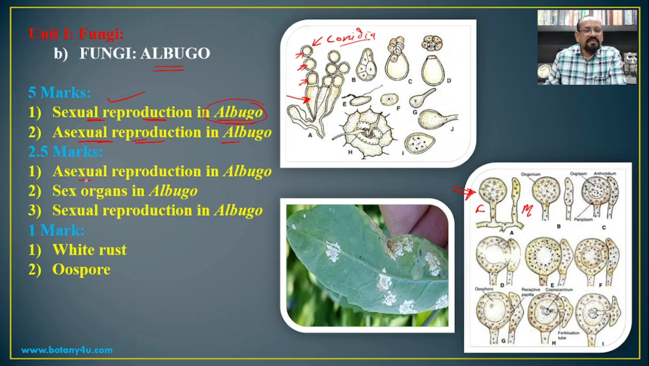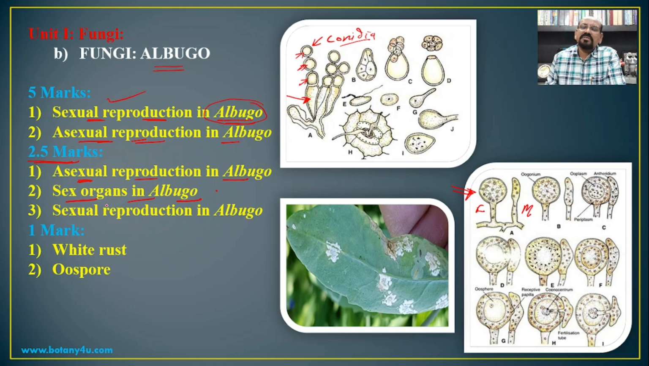Then again the same, the asexual reproduction in Albugo, may be asked for 2.5 marks. Means the same question can be asked for 5 marks as well as 2.5 marks. Then sex organs in Albugo. It is a similar type of question to the sexual reproduction in Albugo, asked in a different manner, where we have to provide the structure of the sex organs, that is oogonia and antheridia. First of all, we have to provide the structure of oogonia, and then the structure of antheridia.